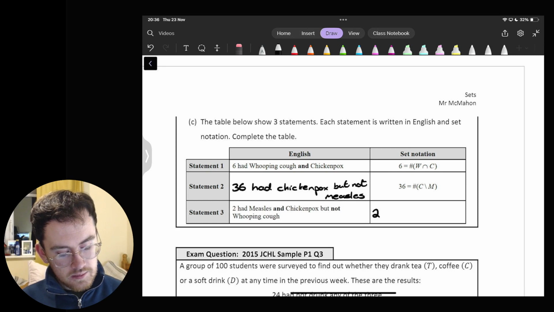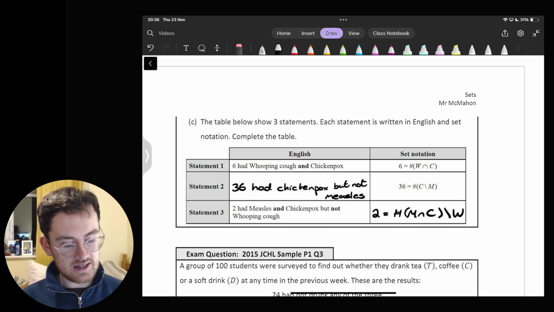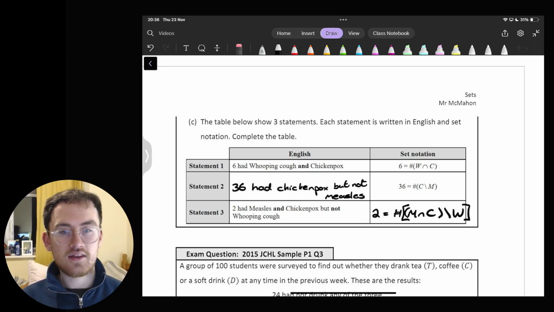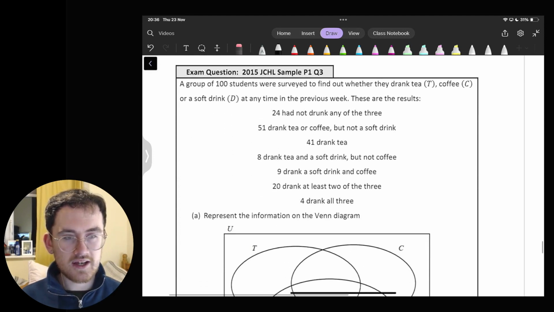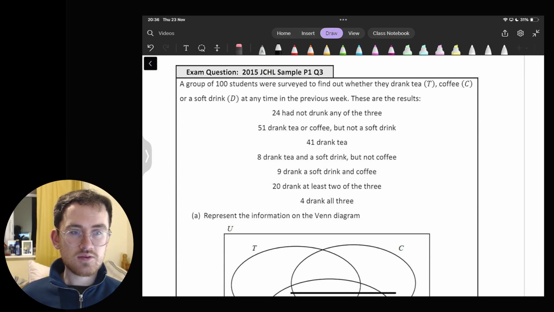So 2 people had measles and chickenpox, the intersection, but not whooping cough. We're taking away whooping cough at the end there and getting the cardinal number of that, the number of elements. So we can see that there's always a lot happening with these questions. It's not always just the problem solving and finding what x is or finding missing values. It's those little extra bits at the end as well that can catch us out.